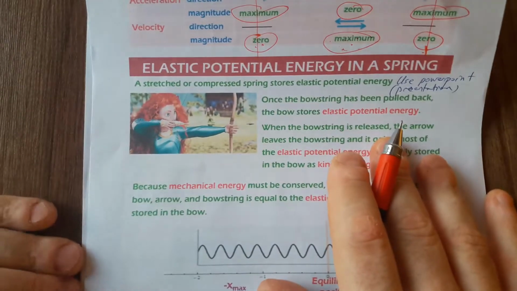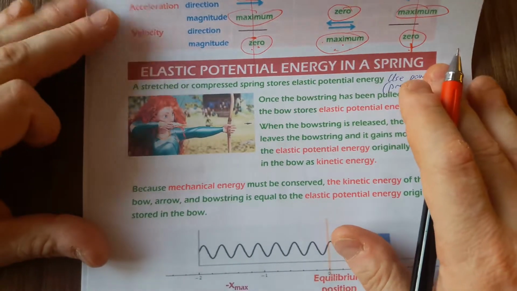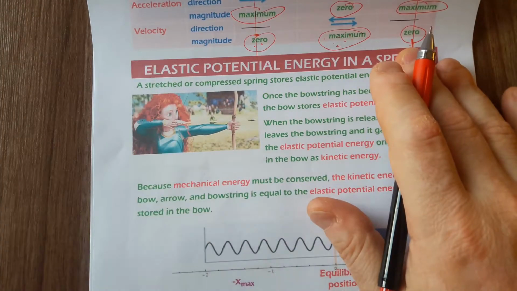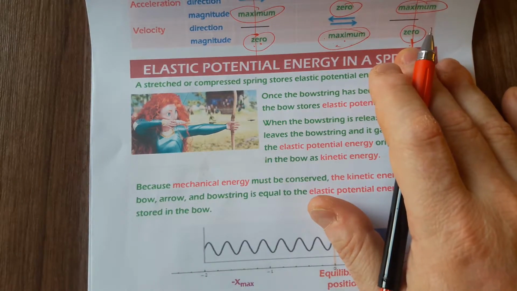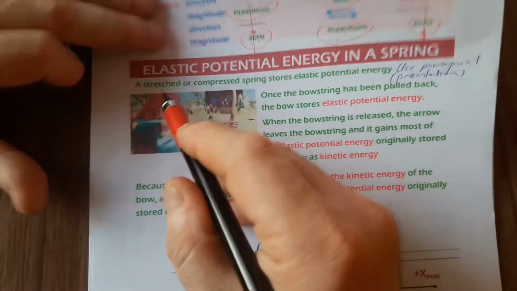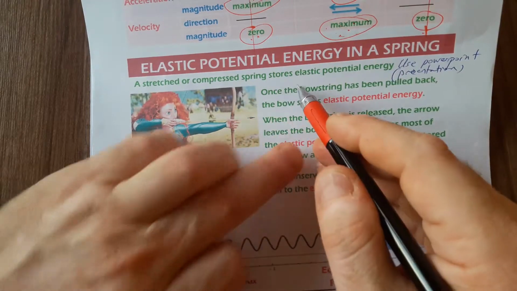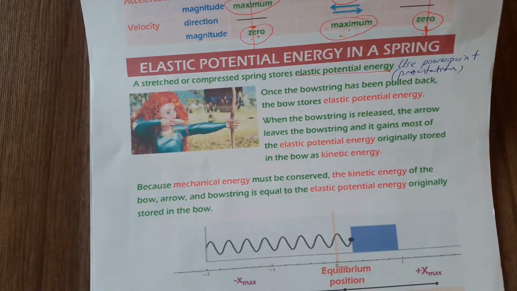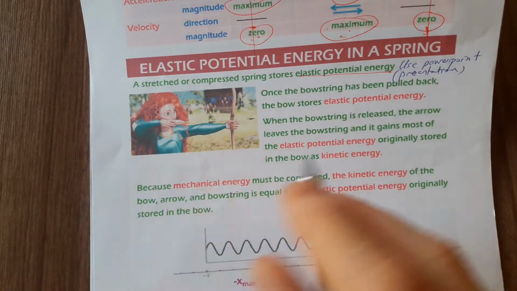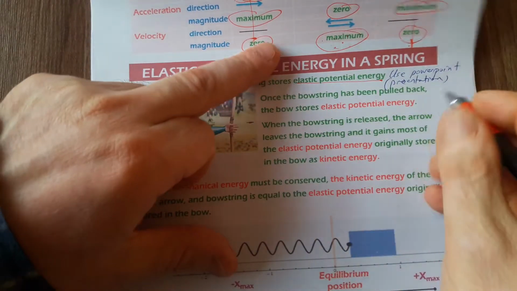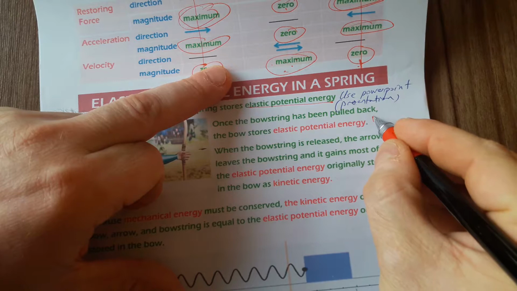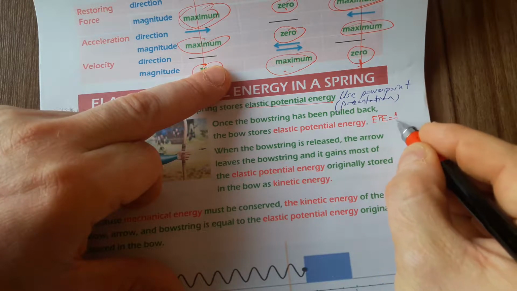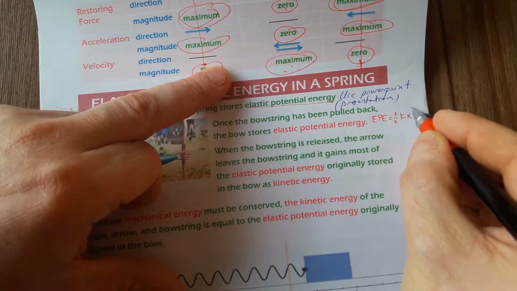However, when you compress or stretch a spring, we can also explain the motion of the object by using energy. When you stretch or compress a spring, it stores elastic potential energy. This topic normally starts in the 11th class. When you compress a spring by a distance of x, the elastic potential energy stored in the spring is equal to 1 over 2 kx squared.